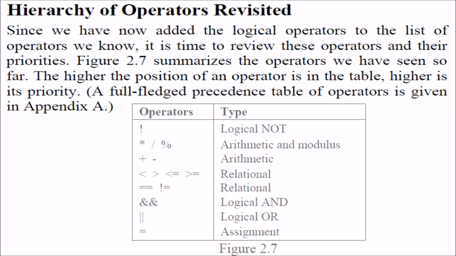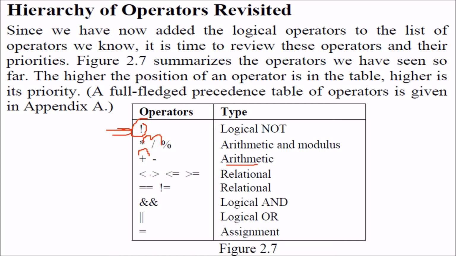Hierarchy of operators, we have already seen the hierarchy. The first one is NOT. In an expression, if you find NOT, it will be done first, followed by multiplication, division and modulus. Then we have plus and minus, that is arithmetic, then less than, greater than, less than equal to and greater than equal to, which are relational. Then come equal and not equal. Then we have AND, then OR, and then assignment. This is the order in which operators work when we have operators and operands to find the value of an expression.